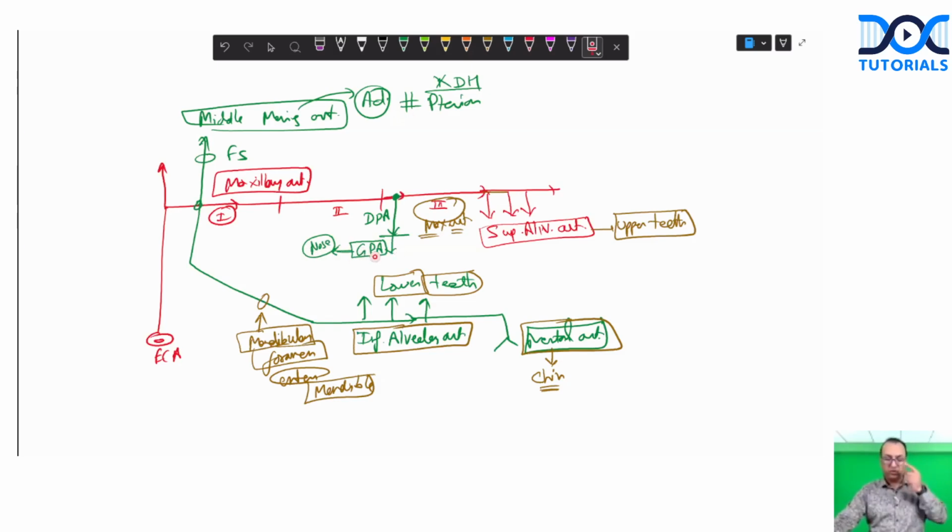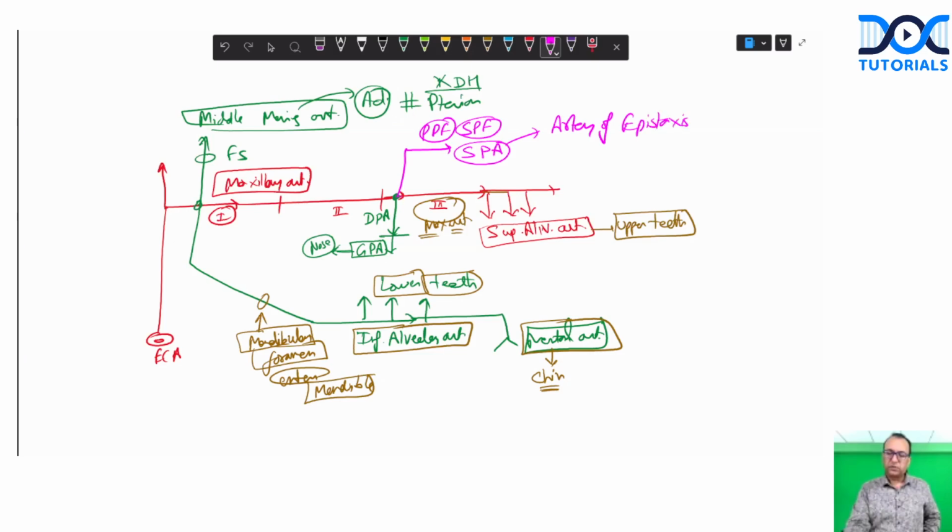But the major artery to the area of epistaxis is again given by the third part of the maxillary artery in the pterygopalatine fossa, which is also called the sphenopalatine fossa. The artery is called the sphenopalatine artery, and it is the artery of epistaxis. So, the sphenopalatine artery is given in the pterygopalatine fossa, which is also called the sphenopalatine fossa.